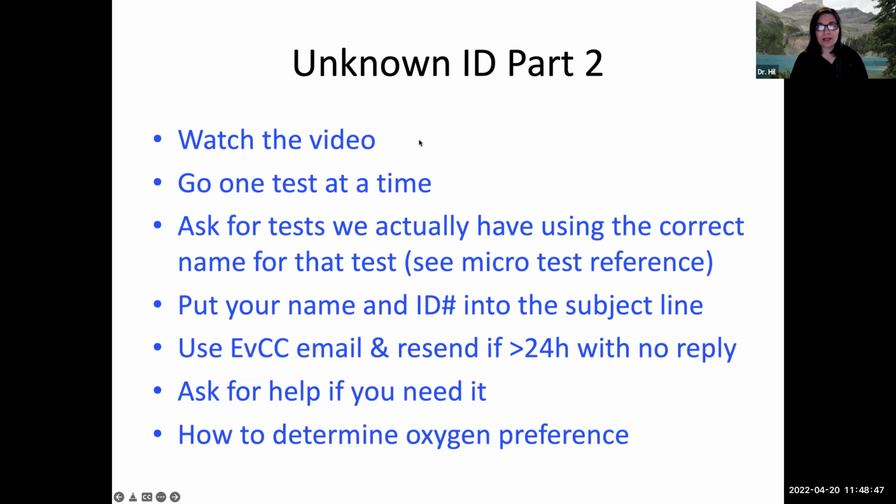So, unknown ID part 2: there's a video to watch. You must watch it. I can't stress this enough. You will be starting with a dichotomous key, and you want to go through it one step at a time. So you're going to ask for a test, and make sure that you're asking for a test we actually have, using the correct name for that test. A reminder that you want to put your name and ID number into the subject line, and you're going to use the microlabs email. Then ask me for help if you're confused by anything, but do make sure you watch the video first.